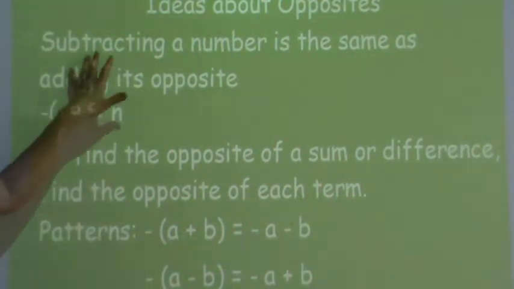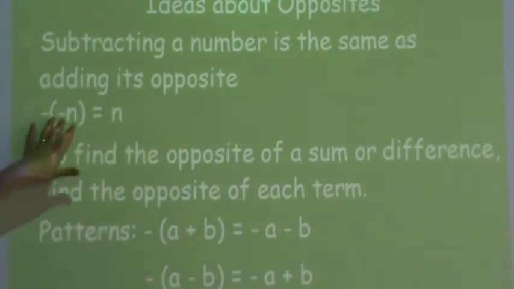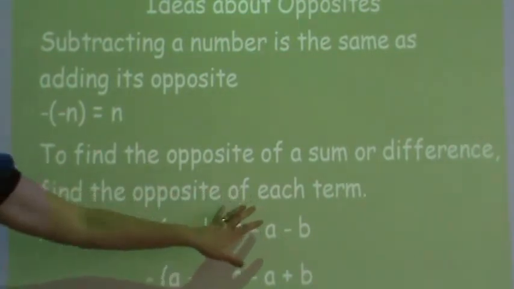If you can't read it, it says subtracting a number is the same as adding its opposite. The opposite of negative n is just n. To find the opposite of a sum or difference, find the opposite of each term.